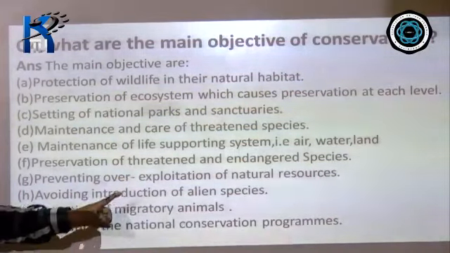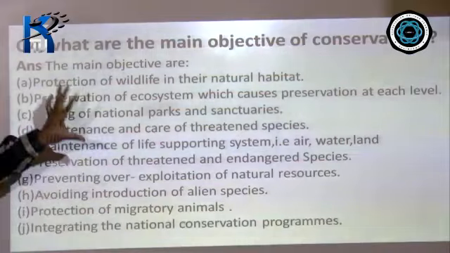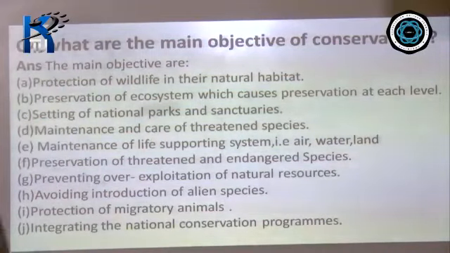Protection of migratory animals. Then the last one, integrating the national conservation program. That means all the conservation programs need to be collaborated properly. These are some of the objectives of conservation. So whenever this question comes, try to avoid repetition of points.